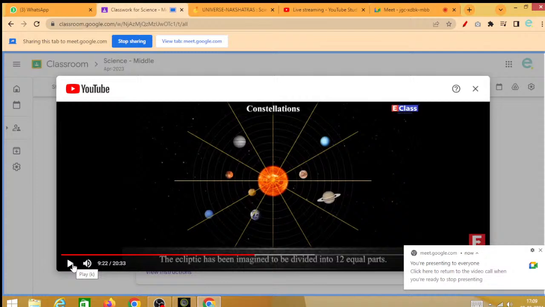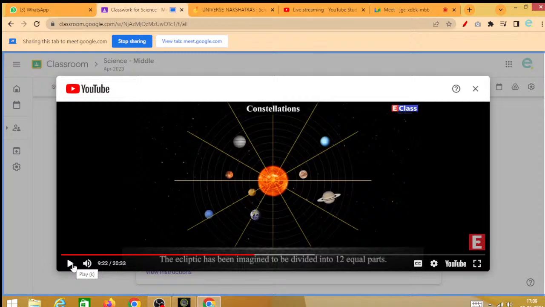You saw about the stars who join and make some figures. So group of stars. Yes, sir. That is called constellation. What are the shapes of the constellations? Animals. Then any shape. Things or human beings, animals. Okay.